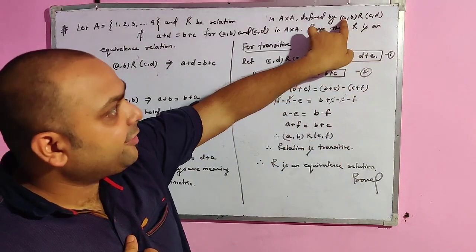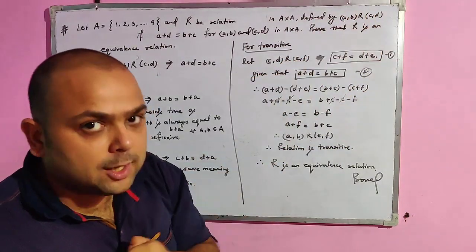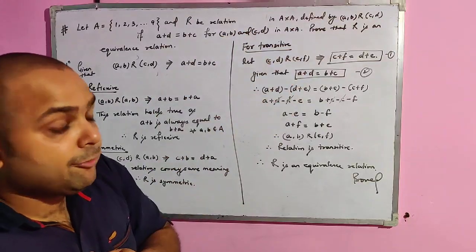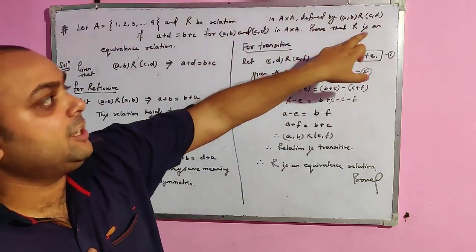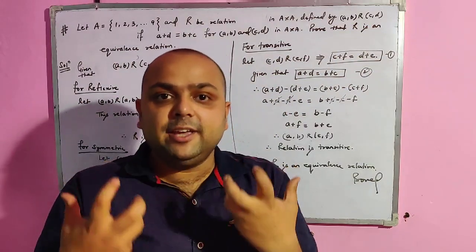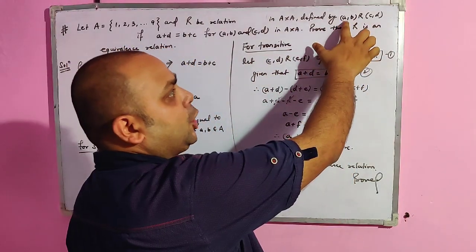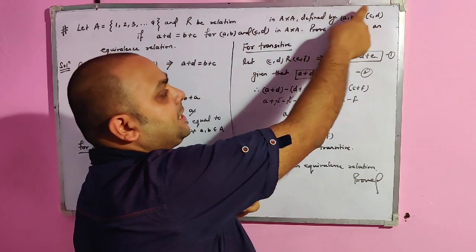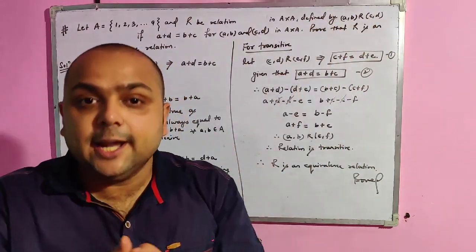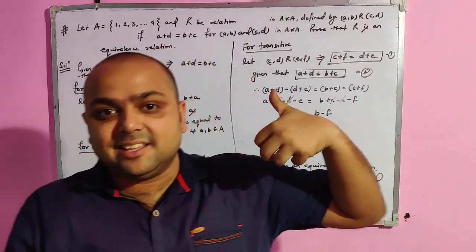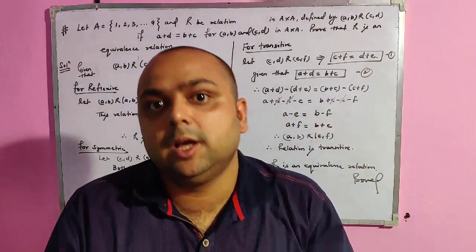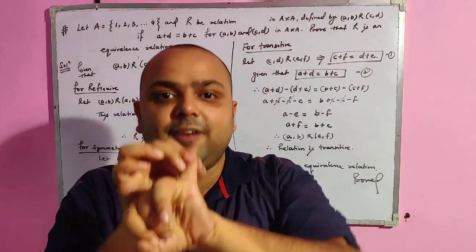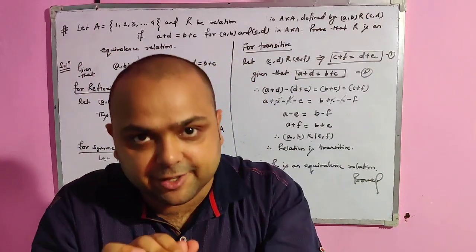That is, the first term and the last term, and the middle two terms, for (a, b) and (c, d) in A cross A. We have to prove that this relation is an equivalence relation. We have the elements (a, b) related to (c, d) with a relation a plus d is equal to b plus c. Now we will prove that this relation is an equivalence relation. For that, we need to prove three things: reflexiveness, symmetricness and transitiveness.